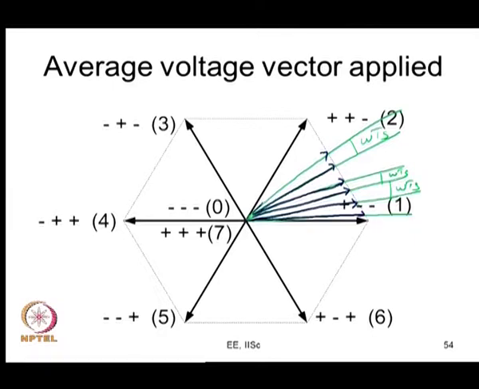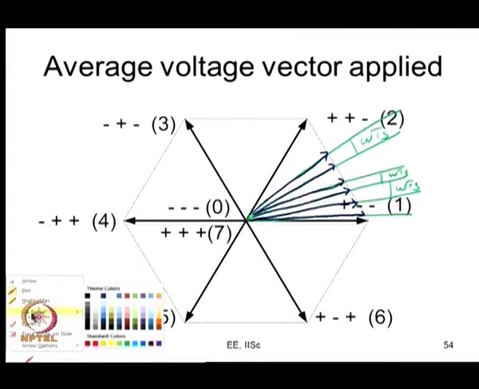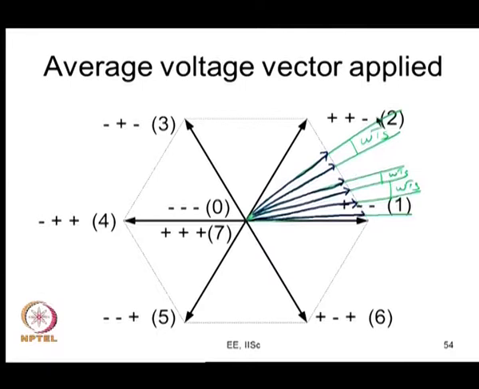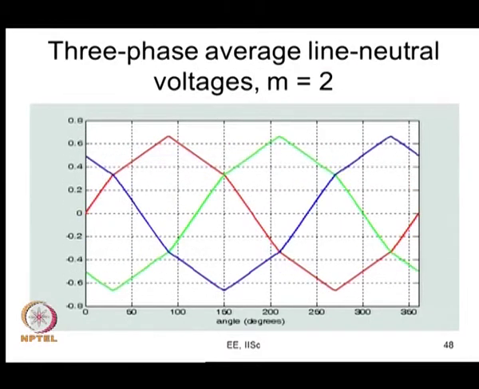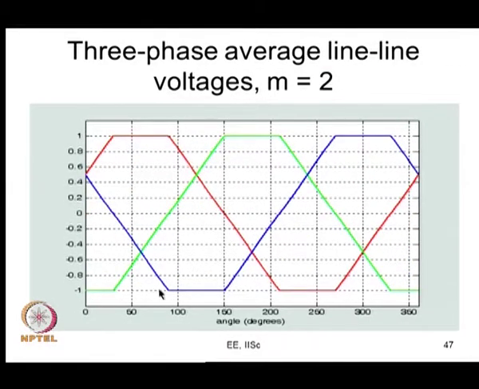You can see that only one phase is switching. Which phase switches? Now this is 90 to 150 degrees, right? So the only phase that switches will be Y. R is not switching and B is not switching. If you want, you can go back here and look at this 90 to 150 degree.